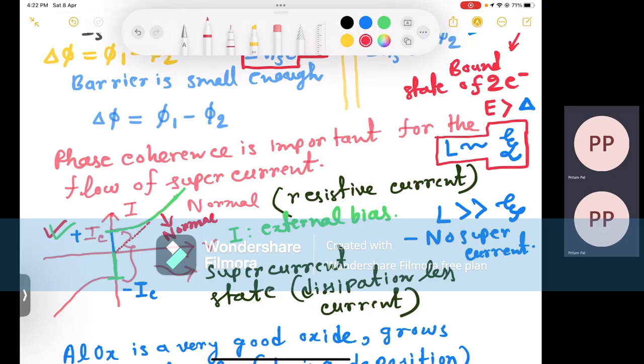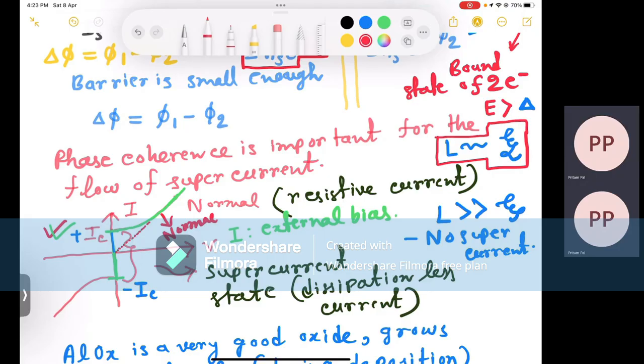I have introduced another parameter, I_C. I_C is called the critical current, which means the maximum current that we can have in the Josephson junction. As you know, sine phi cannot be greater than 1, so of course this is the maximum supercurrent that we have in the junction. That's just I_C. This I is your external bias.